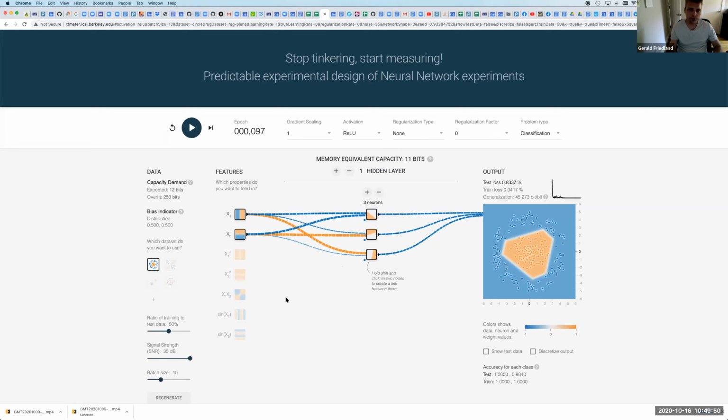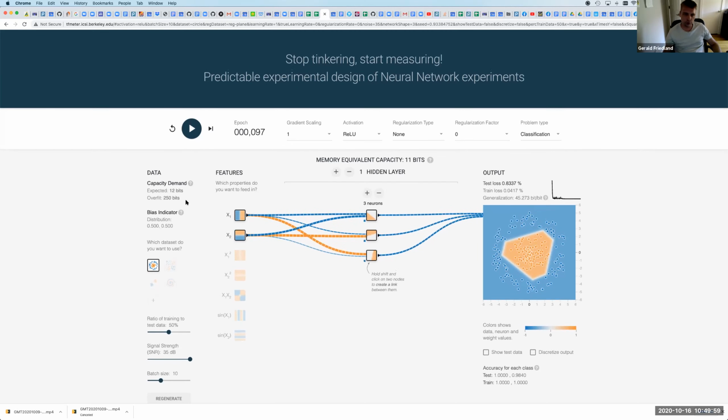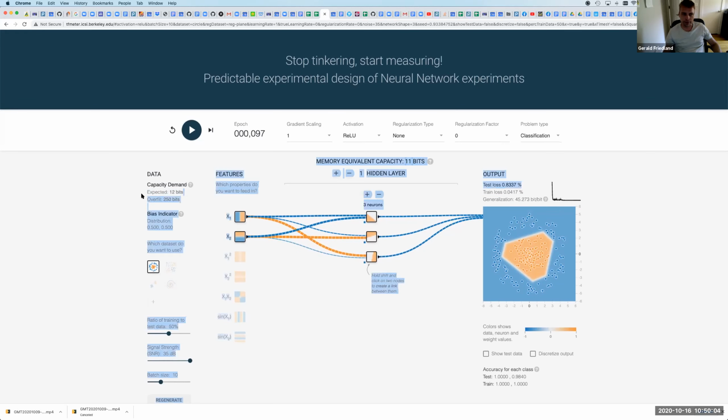Okay, so I want to show a little more what you can do with this tool. This is actually kind of nice. So the major trick here is you see 2 numbers, of which the second number is really not that important. This expected number is basically building a stupid network, as we call it in lecture, and then taking the log of the number of connections that were needed there, and saying that the expected capacity demand would be 12 bits. But also it's important, that's all for memorization, okay?